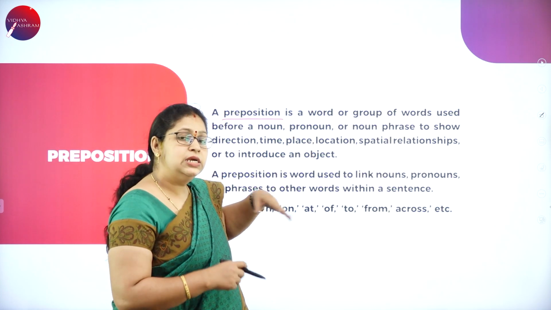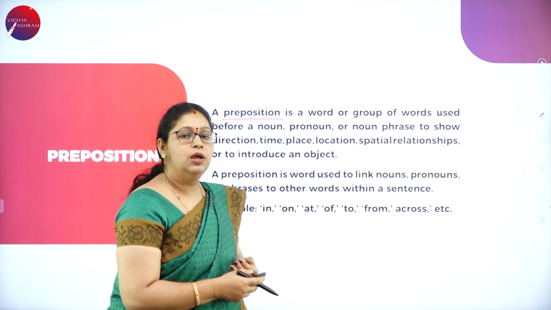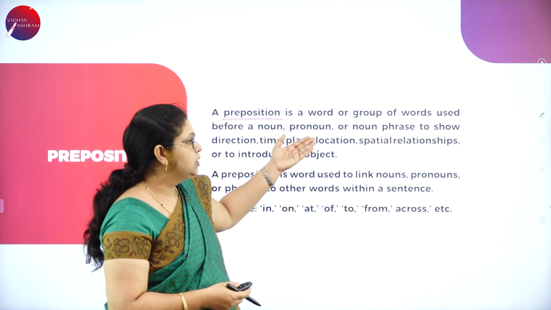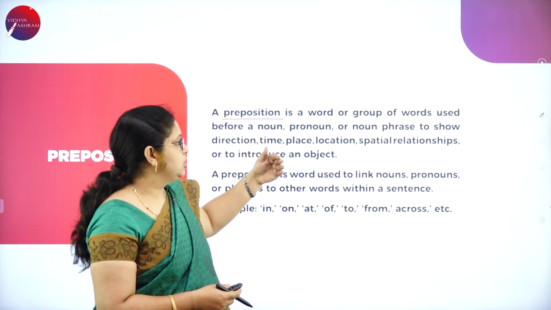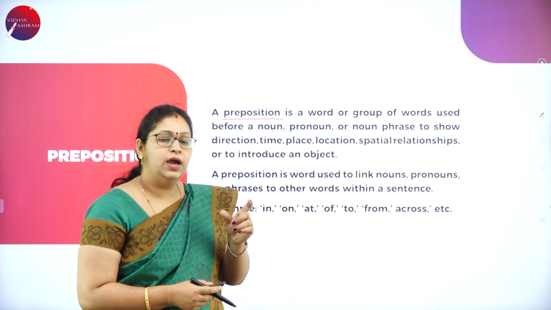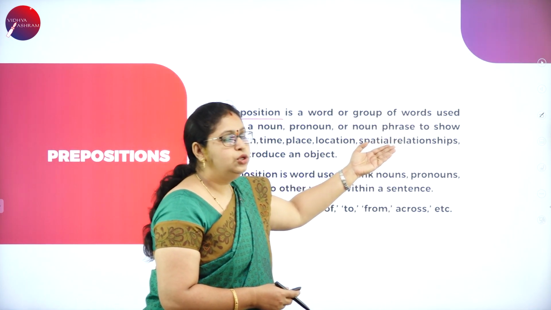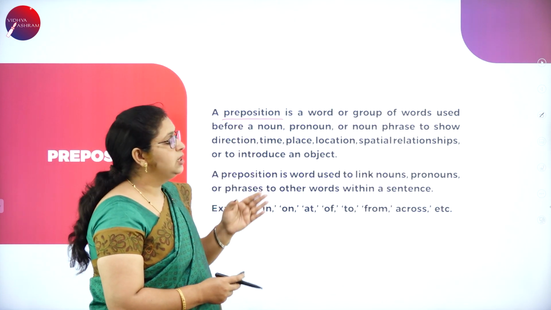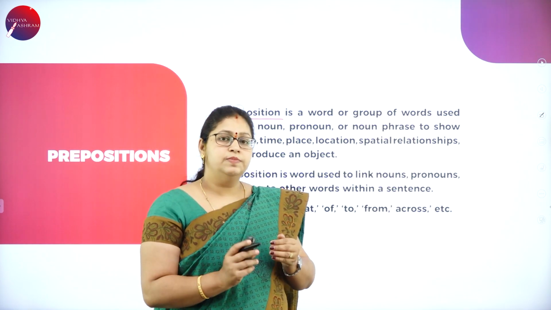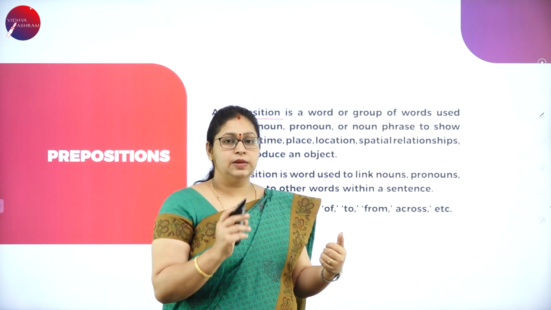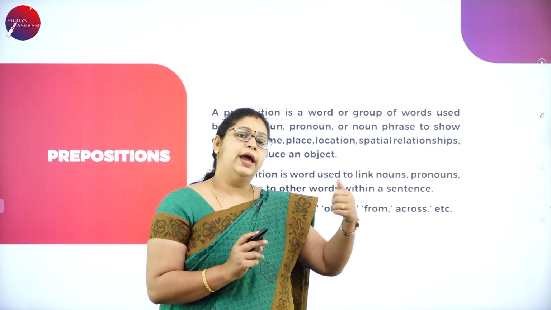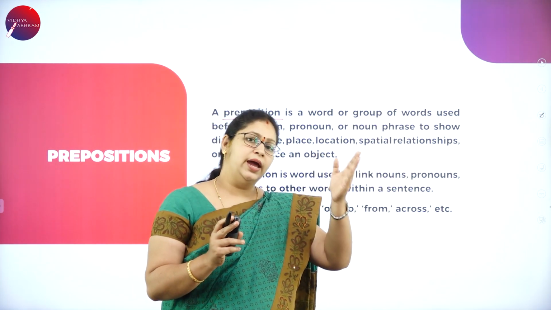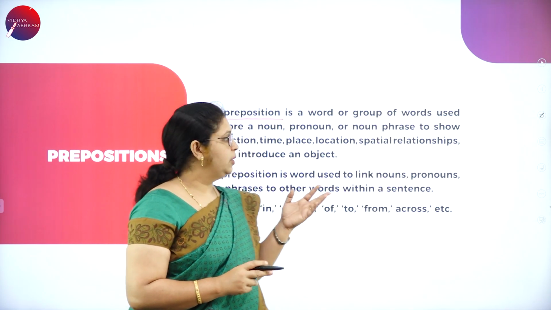Or pronoun. Instead of a noun, what we use in English is a pronoun. He, she, it, they, you, me. All these are pronouns. Before pronouns also we use prepositions, or noun phrases. If they are in a group, at that time we use the preposition to show the direction. So a preposition links the subject and the object in a sentence. Subject is the noun part in a sentence and the object, the remaining part of the sentence. To connect the subject and the object of a sentence, we use a preposition.